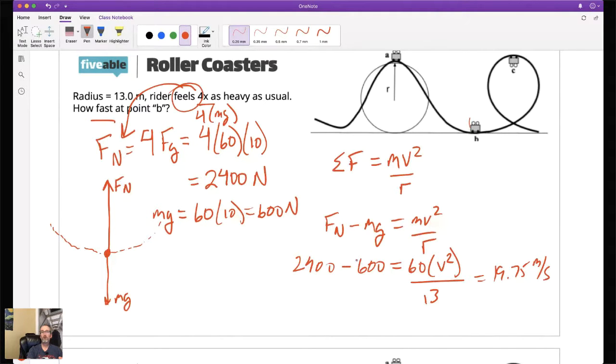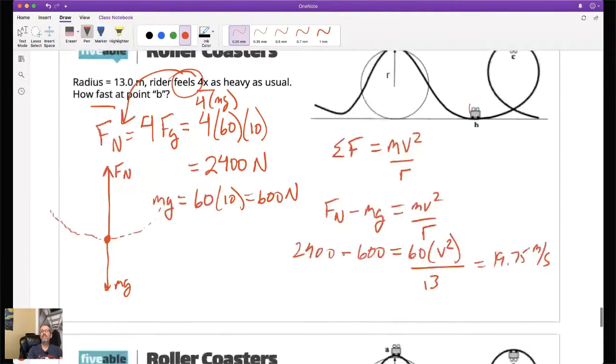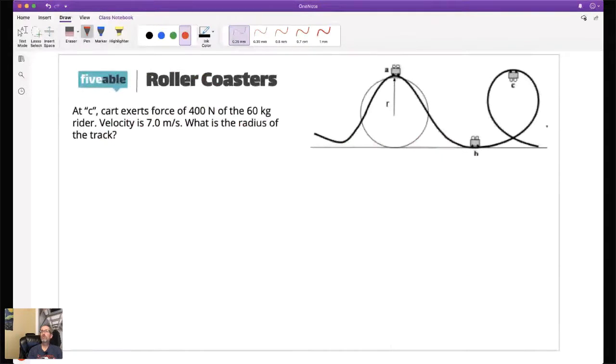Alrighty, last one. Here we go. At C. Okay, so notice right here that this roller coaster, okay, is upside down.